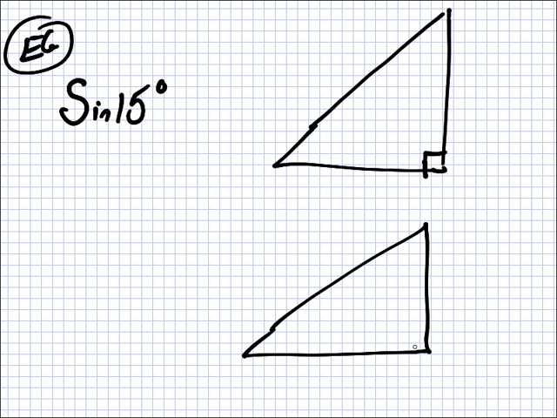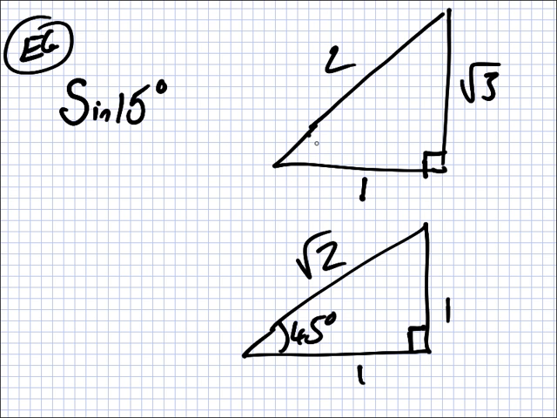There are 2 triangles you are expected to know off by heart. This triangle, which is 1, 1 and root 2, and that's a 45. You're also expected to know this triangle, which is 1, 2, root 3. And this is 60, and this is 30. So you are expected to know these triangles and to use them with sine 15.